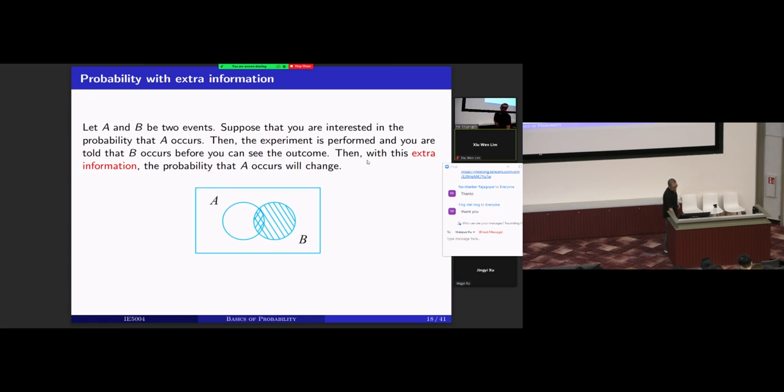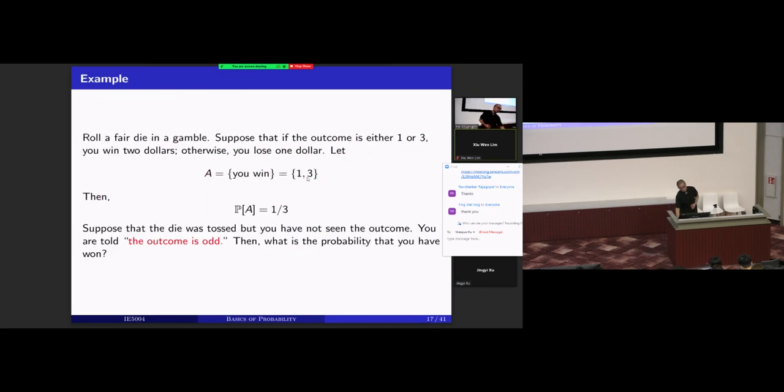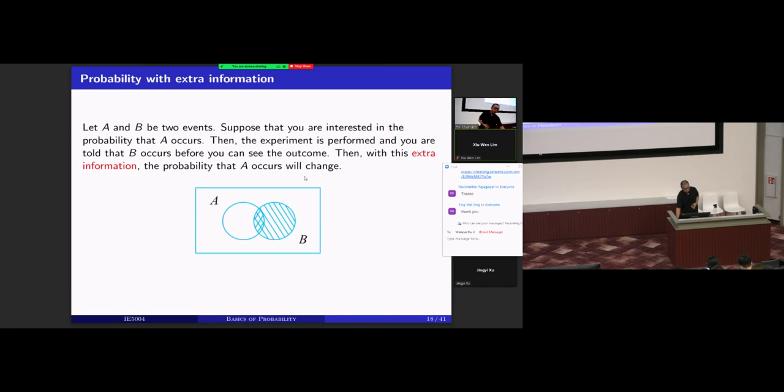Just like this, you're interested in the probability that the outcome is either 1 or 3, right? Which is A. Then the experiment is performed. And before you can see the outcome, you only know that B occurs. With this extra information, generally speaking, the probability that A occurs will change.